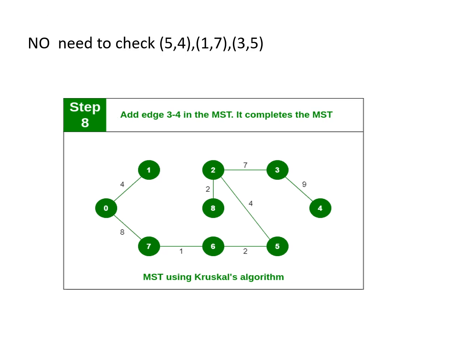For the given example, the minimum spanning tree covers all the vertices and edges depending on its property. So no need to check the edges 5, 4, 1, 7, 3, 5. So the final minimum spanning tree value is 4 plus 8 plus 1 plus 2 plus 4 plus 2 plus 7 plus 9 equals 37.